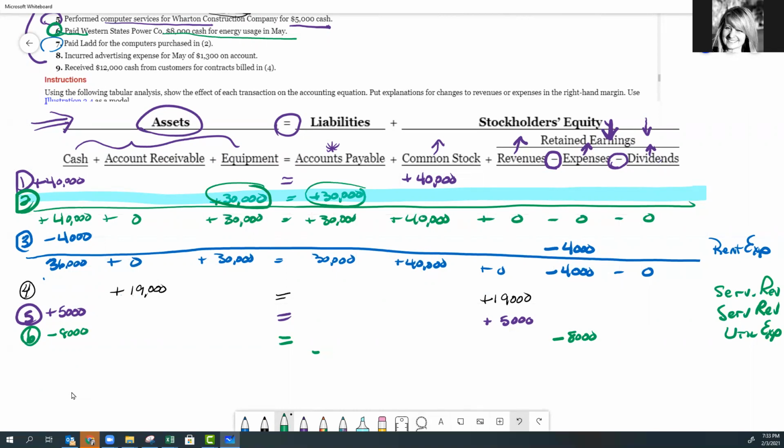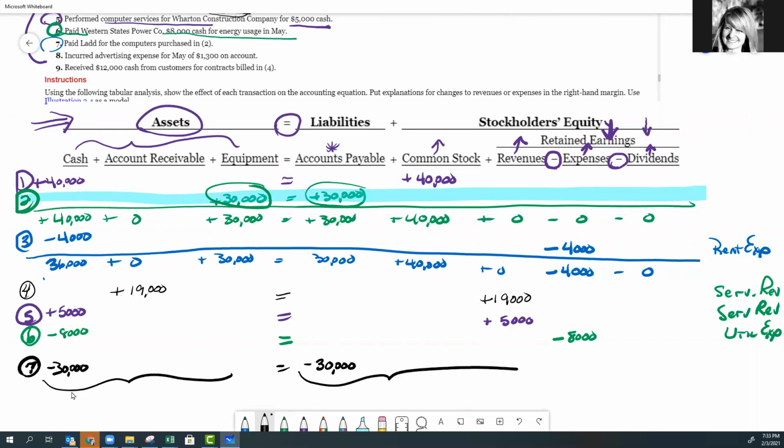Oops. Let's change our color to our black pen. Okay, so for number 7, we paid that liability. So let's make that liability go down. And we used our cash in order to pay that liability. So our cash also goes down, $30,000. Okay, so that is transaction number 7. We balance. The left side of our equation goes down by 30,000. The right side of our equation went down by 30,000.